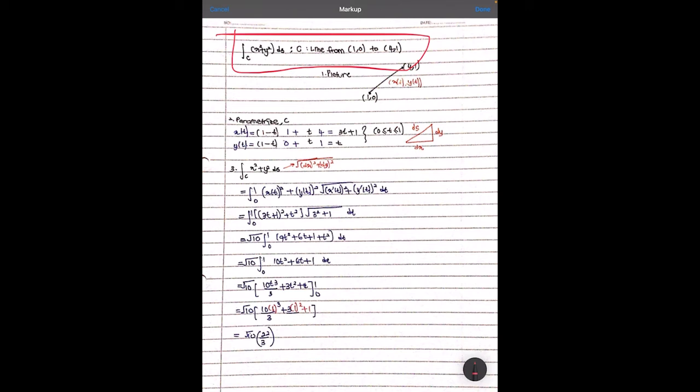So first, the question is given a line from (1,0) to (4,1). For the first step, I draw a picture of it, so I can see how the coordinates go. So I got this. Then I parameterize it to find C. So to become this, I put 1 minus t.